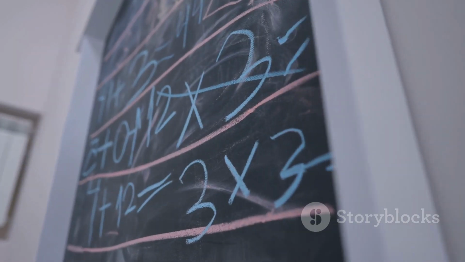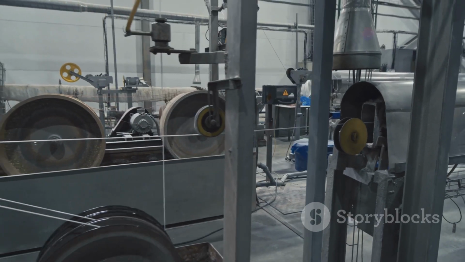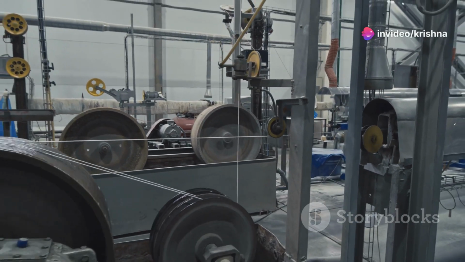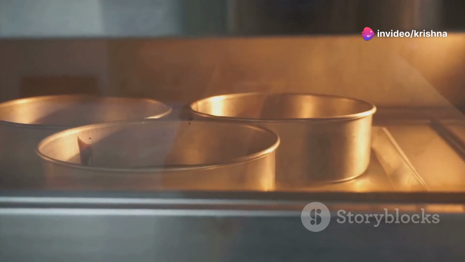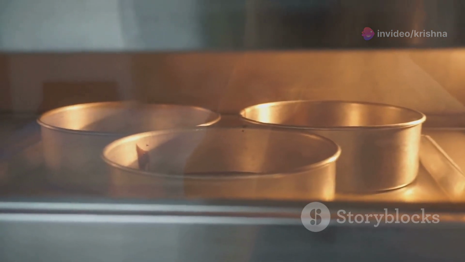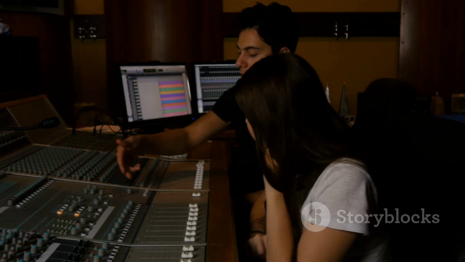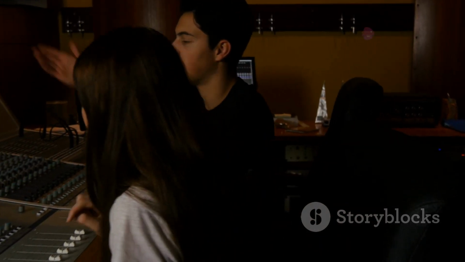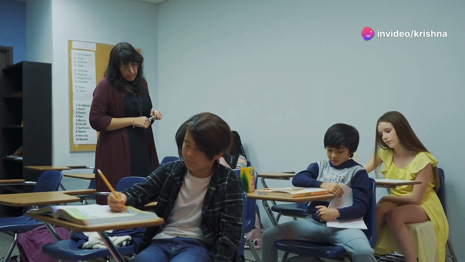First up, we have the concept of the production function. This is basically the relationship between the inputs used in production and the output generated. Think of it like baking a cake. The flour, sugar, and eggs are your inputs, and the delicious cake is your output. Simple, right?